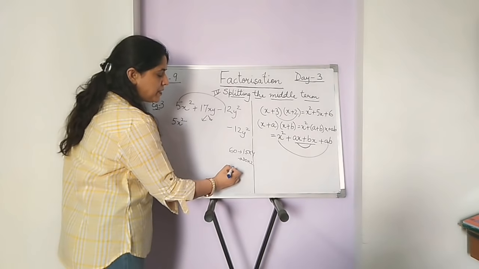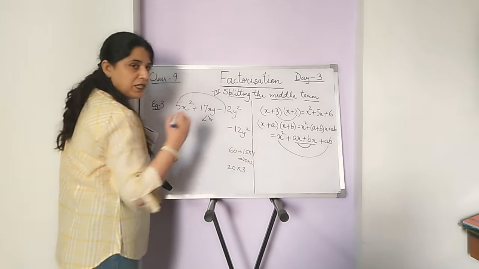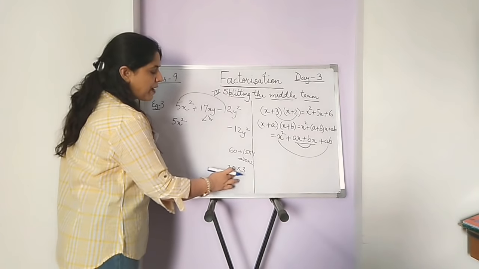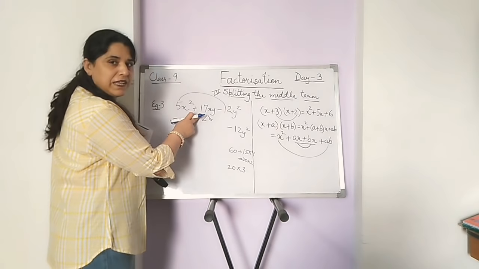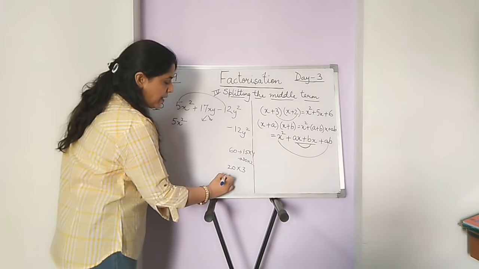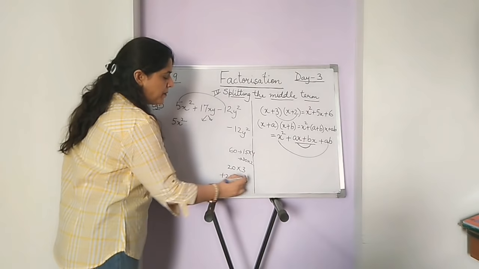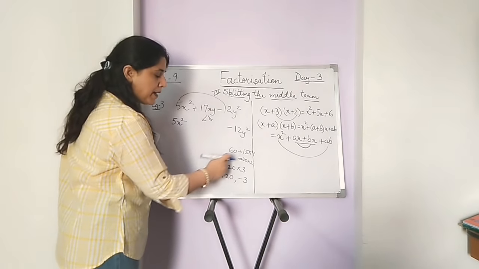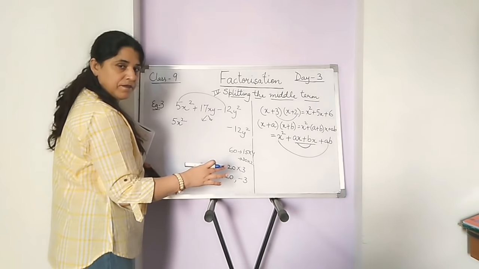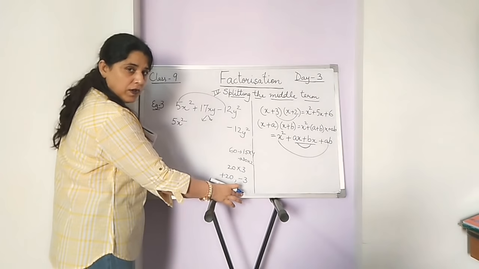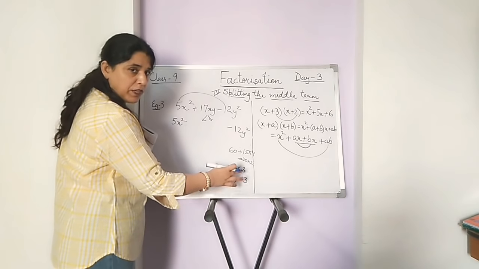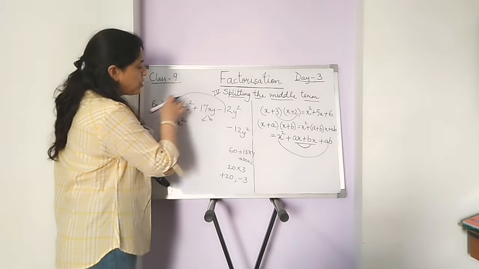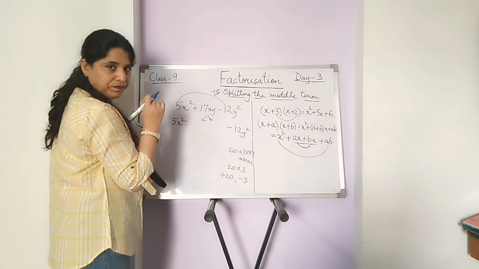60 is 20 into 3, which is also 60. And if you take plus 20 and minus 3 and add these two, you get plus 17, and if you multiply, you get minus 60. And this is what we were looking for. These were the terms we were looking for. Their product should be equal to the product of the first and last terms.